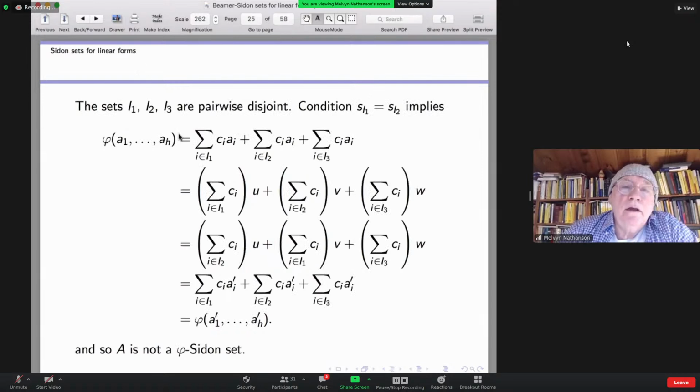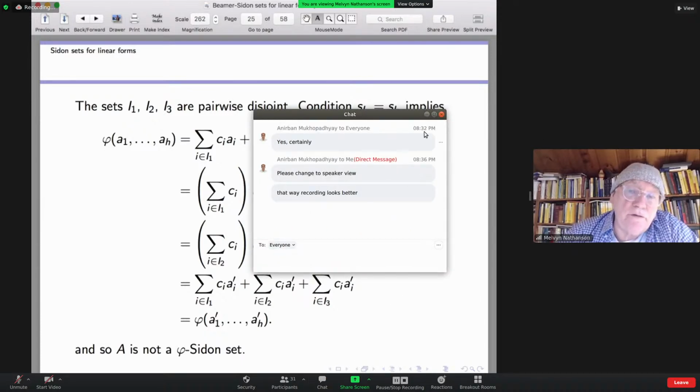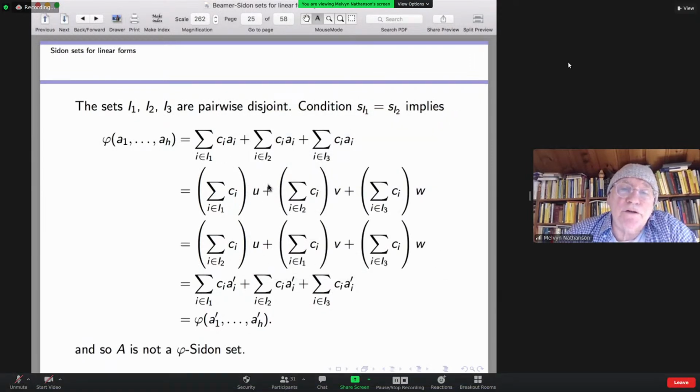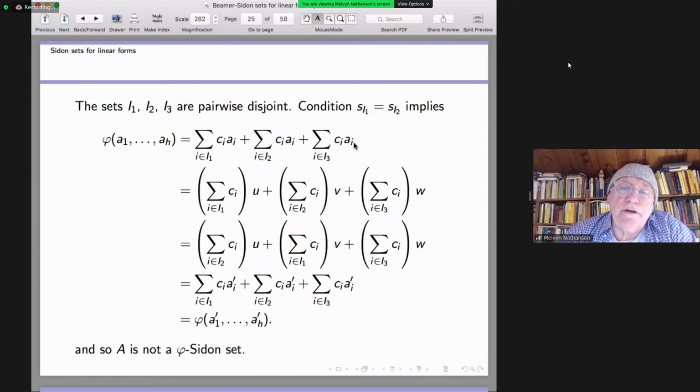And you do the calculation, phi of a_1 up to a_h. So you have the sum over the I1 terms, the sum over the I2 terms, the sum over the I3 terms. But for i in I1, the a_i's are all equal to u, and for i in I2, the a_i's are all equal to v. For i in I3, the a_i's are all equal to w. So we have this expression.